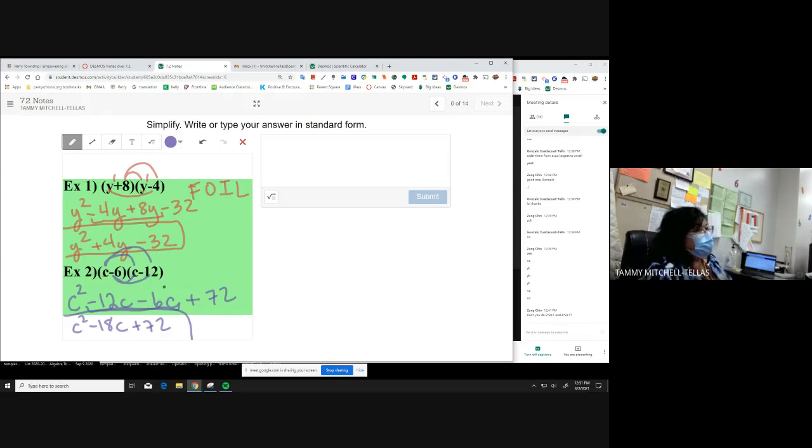I mean, if you think about it, if I draw a rectangle and I tell you that this side is C minus 6 and this side is C minus 12, you'd multiply to get area. This would be the area of that. Length times width. And that's really all we're doing is multiplying length times width. Okay, let's try another one.